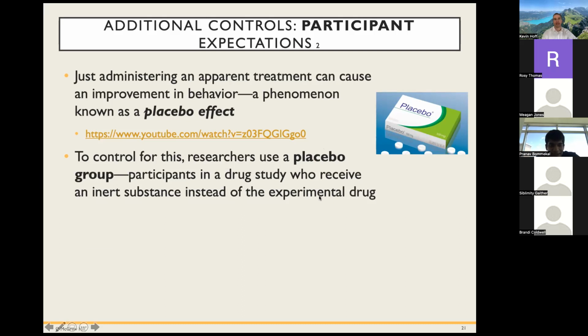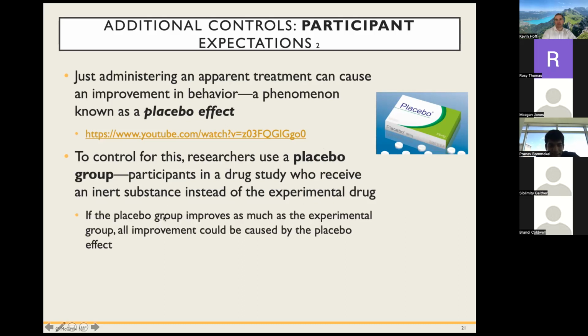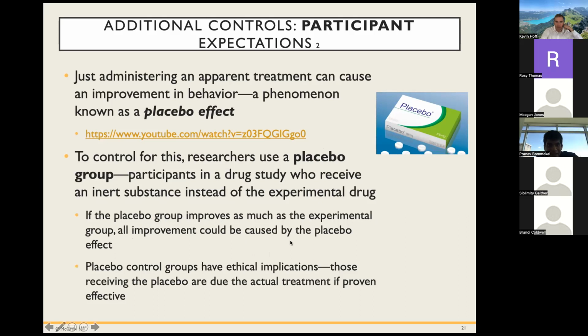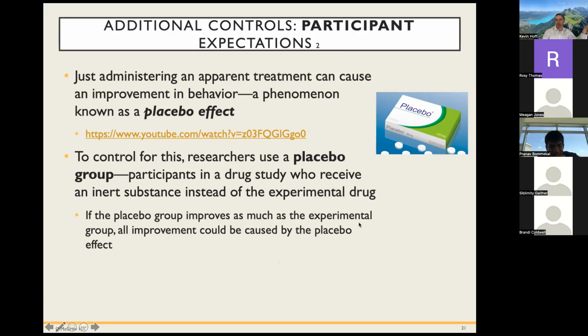And then we want to see that the placebo group, so it's kind of like a control group, but again, they're taking some fake drug. If they improve as much as the actual experimental group taking the real drug, then probably this improvement is just due to that placebo effect. On the other hand, if the experimental group does do better than the placebo group, then that would be a good sign that there's something about that drug that's actually working.